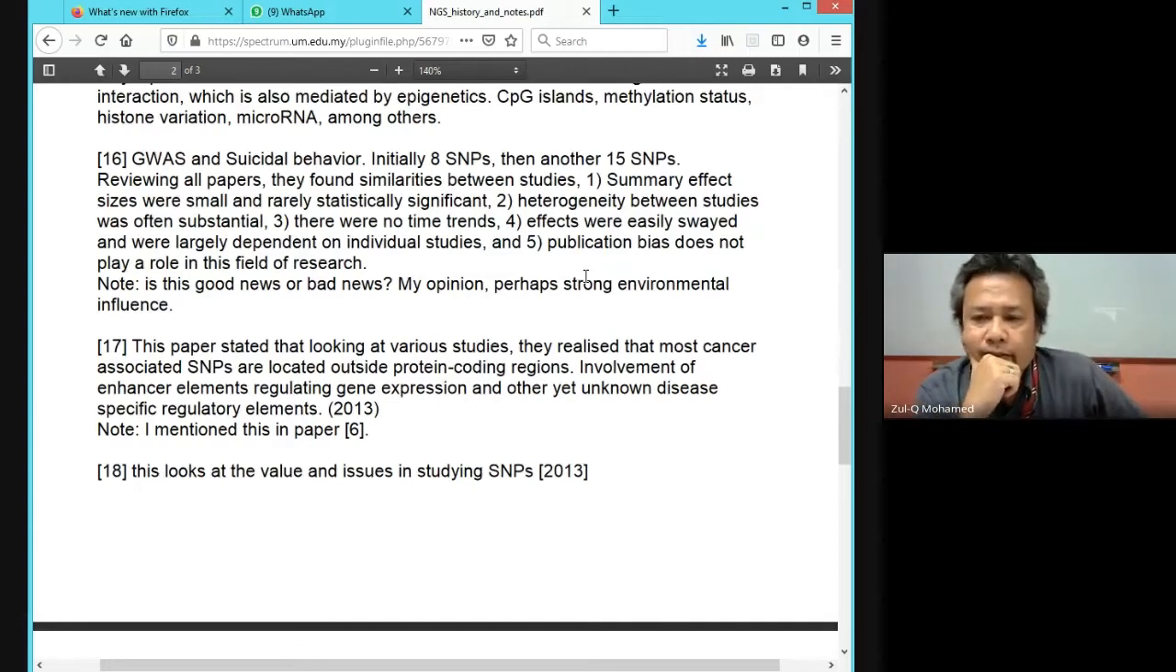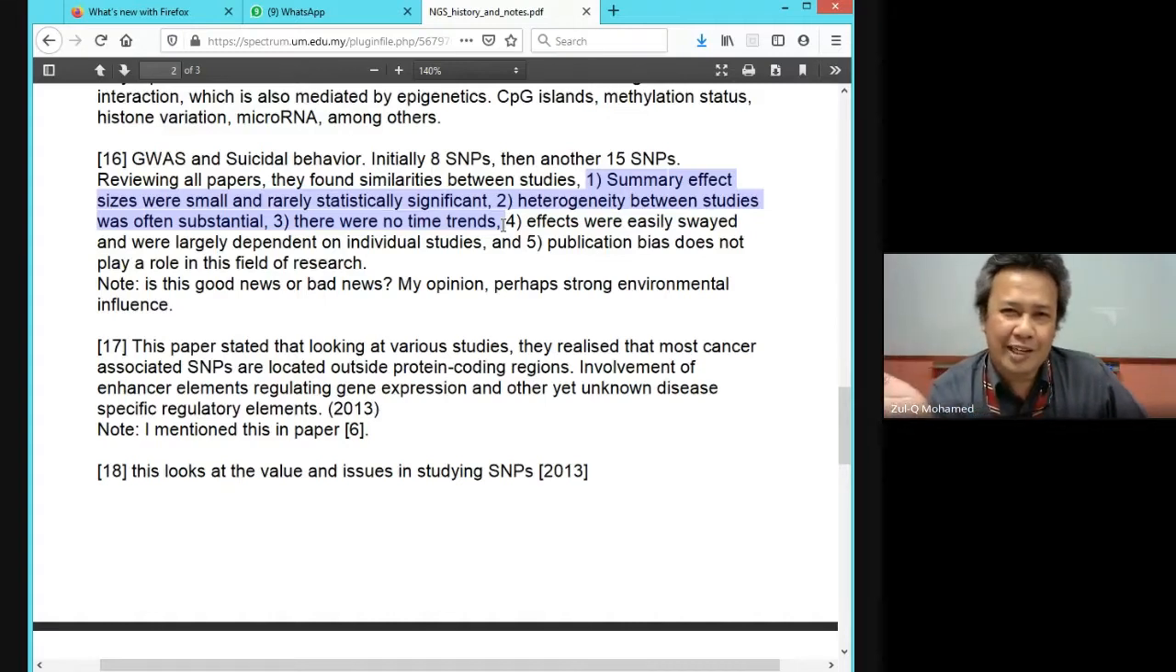Okay. Right. So summary effects. It says summary effect was small, not really significant. So heterogeneity between populations. No time trends. Time trends meaning, especially when you're talking about age, one study is using a different age, so there's no time trend. And effects were easily swayed and were largely dependent on individual studies.